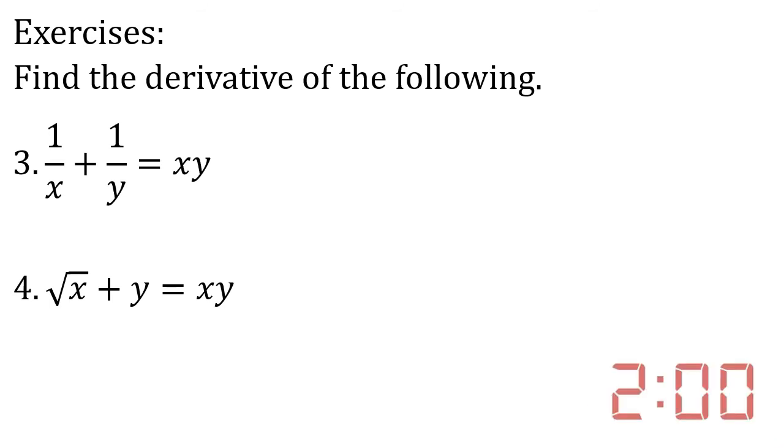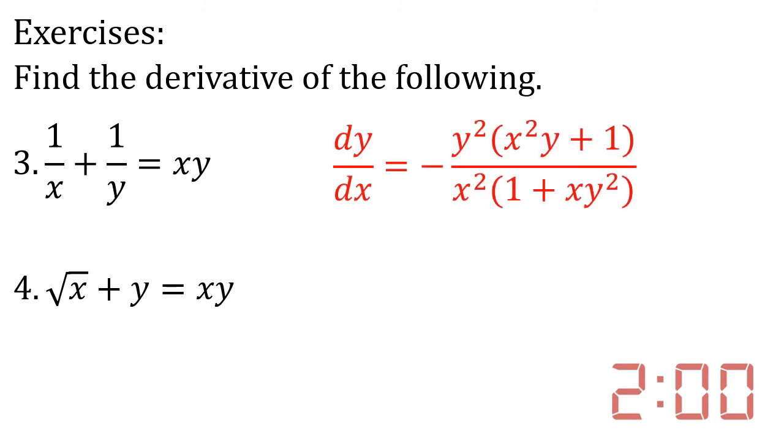Time's up. I hope you get the correct answer. For number 3, the answer will be dy over dx equals negative y squared times x squared y plus 1 all over x squared times 1 plus xy squared.